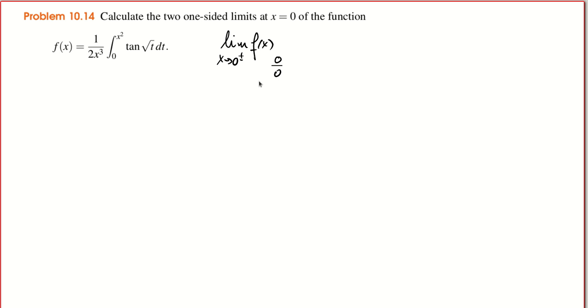All right, so what we have to do is, for instance, to apply L'Hopital. L'Hopital is always a good idea when you have an integral like this, because when you take the derivative of an integral, then you get rid of the integral. So let's apply L'Hopital. So we calculate the derivative of the numerator, and this derivative using Leibniz rule is equal to the tangent of the square root of x squared times 2x. And in the denominator, what we have is 3 times 2 is 6, x squared, right?